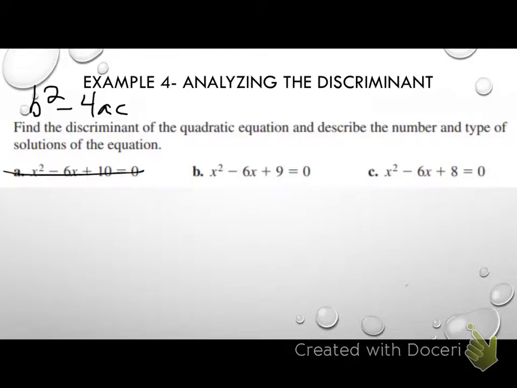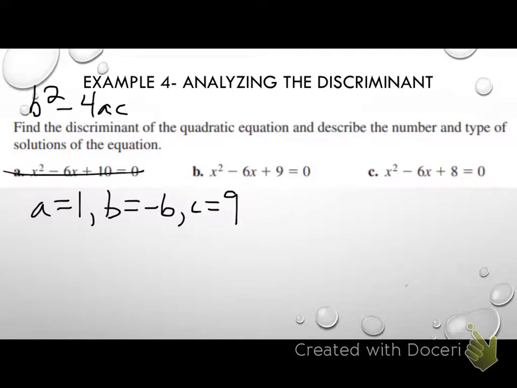So we finished letter A. Let's do letter B. What's my A value for letter B? 1. What's my B value for letter B? -6. And my C value? 9.